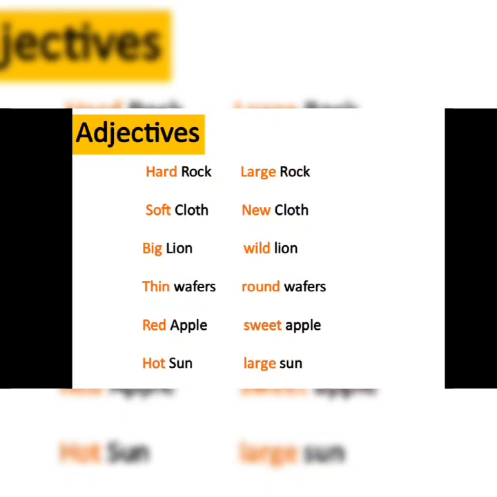Next is wafers. For wafers it can be thin, it can be thick, it can be round, it can be sweet. Okay, the next is apple. You can write anything: red apple, green apple, sweet apple, juicy apple. And for the last, hot sun. You can mention hot sun, and even you can mention large sun. Okay students, so this was also a very simple topic based on adjectives. Most of you have written a correct answer.